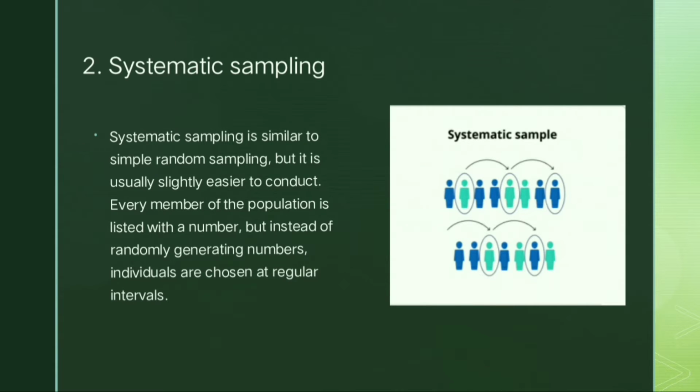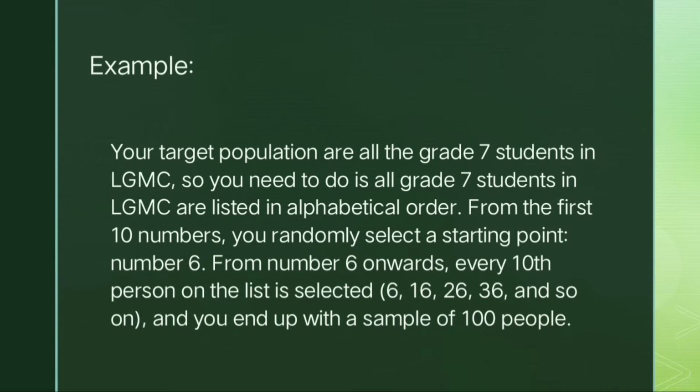So, example is, your target population are all the grade 7 students in LGMC. So, what you need to do is all grade 7 students in LGMC are listed in alphabetical order. From the first 10 numbers, you randomly select a starting point. So, ang halimbawang number dito is number 6. From number 6 onwards, every 10th person on the list is selected: 6, 16, 26, 36, and so on. Until makuha mo na yung target na 100 respondents.